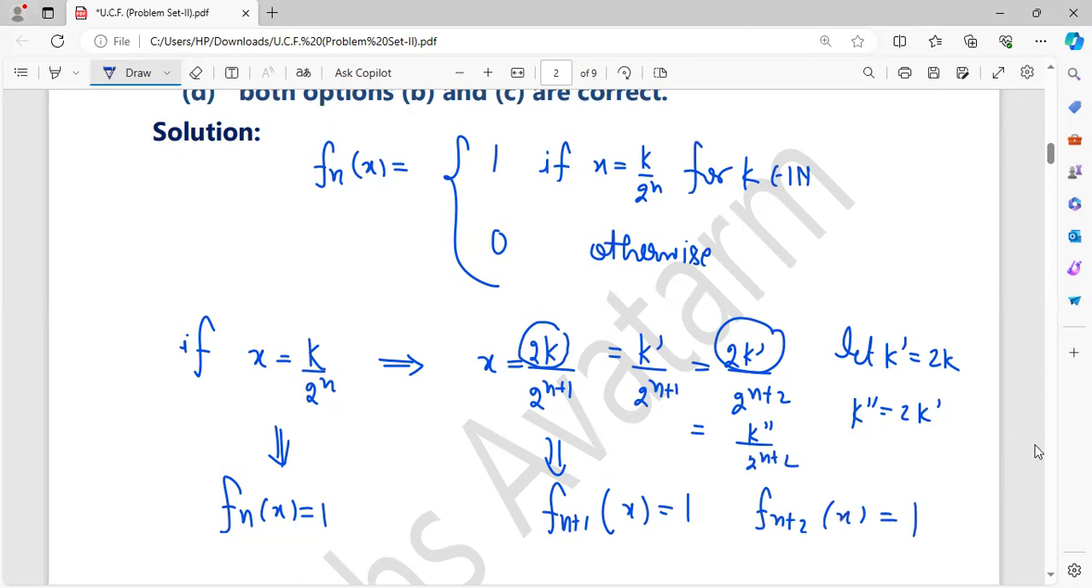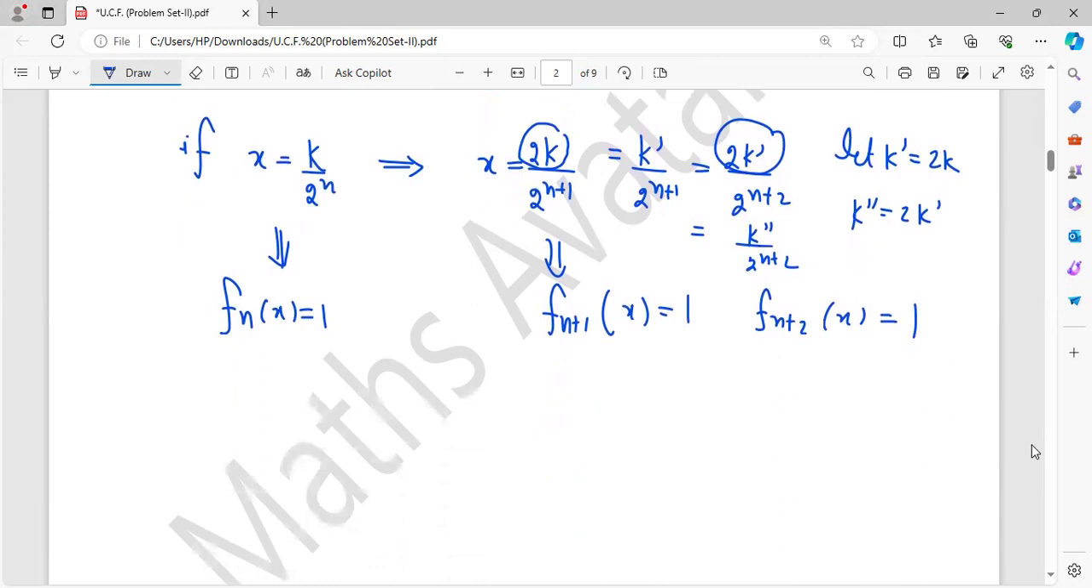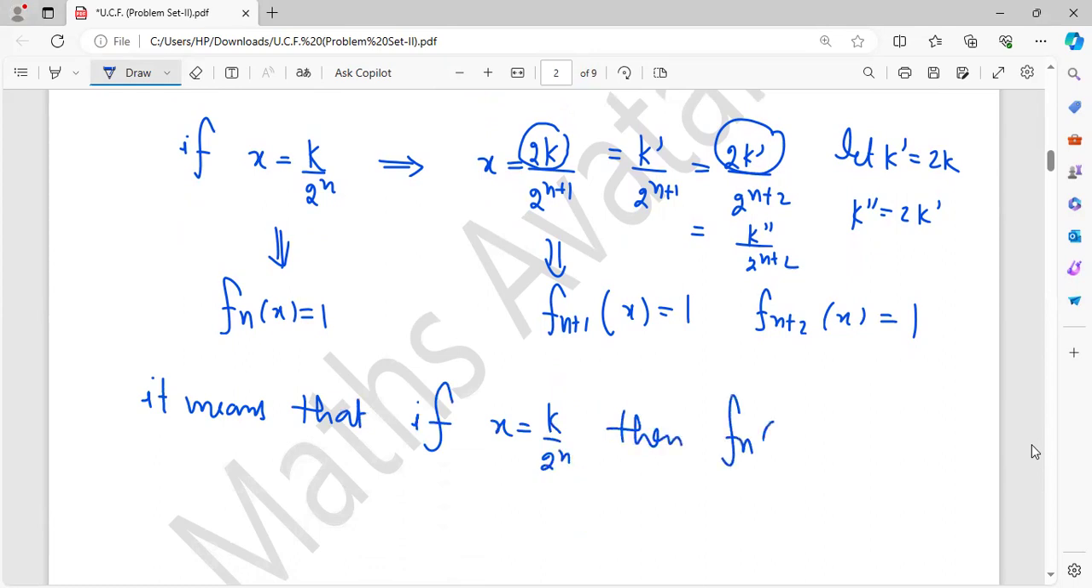It means that if x is of the form k by 2 to the power n, then f_n(x) is 1 for all n greater than or equal to 1. Taking higher n, it will give you 1. So it will converge, because this is a sequence equal to 1, it will converge to f(x) equal to 1.